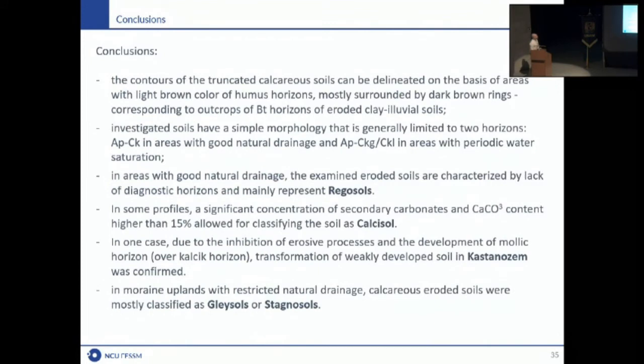Okay, so this is the end, the main conclusion. Maybe I won't read this because I already told everything. Please remember that because of the soil erosion, we have a lot of Regosols, Protocalcic, Calcaric Regosols, but also in some cases the Calcisols, which can be the pedo-indicators of these processes in this case.